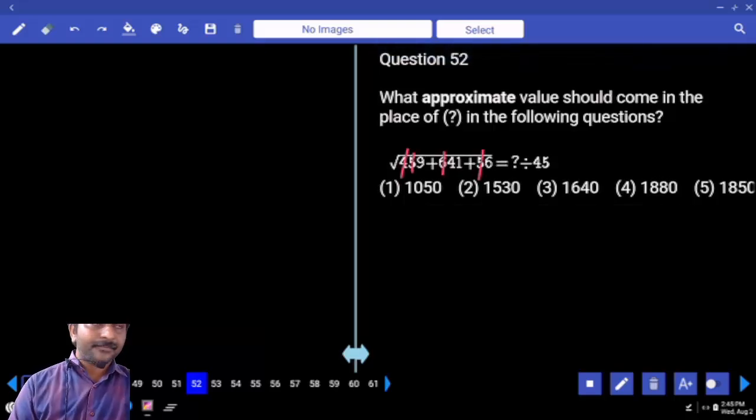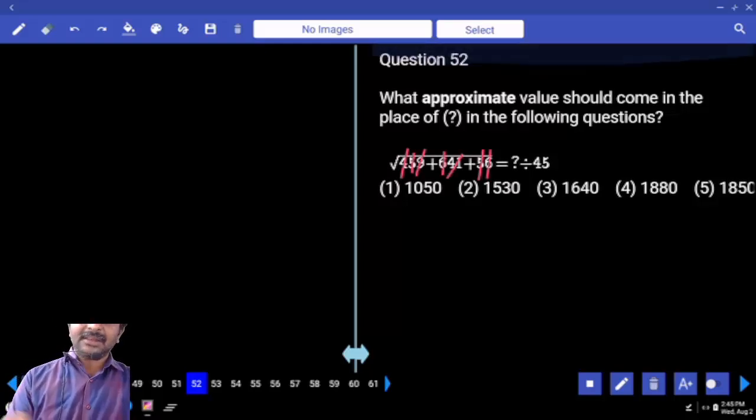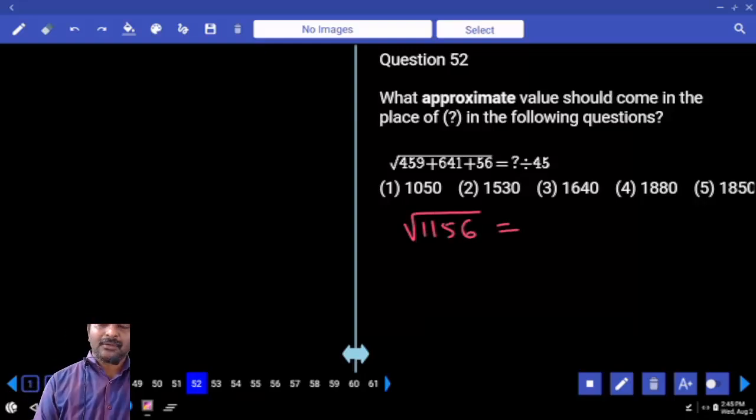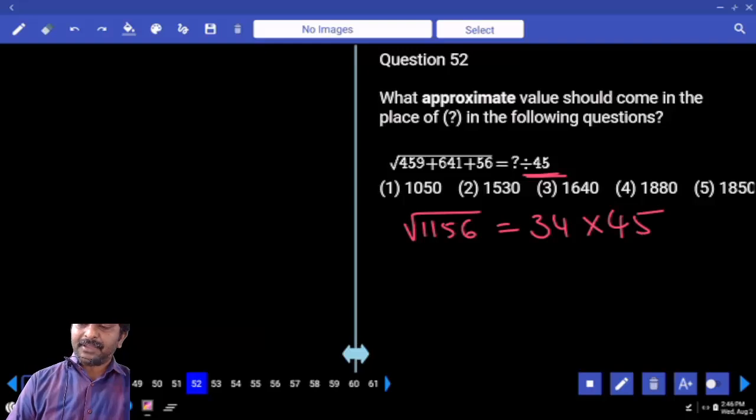50, 50. Total 1100. 9 plus 41, 50. And then 6. That means under root of 1156 only. Now, what is 35 square? And this number is less than that, close to that. So we can treat it as 34, which is equal to x into 45, x divided by 45. Then x is equal to this number multiplied by 45.